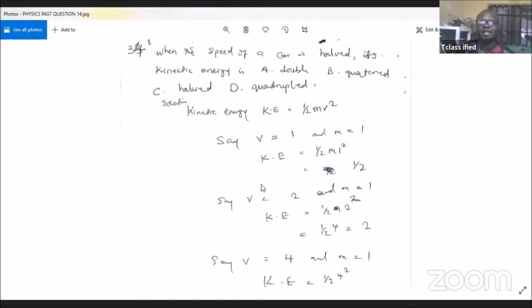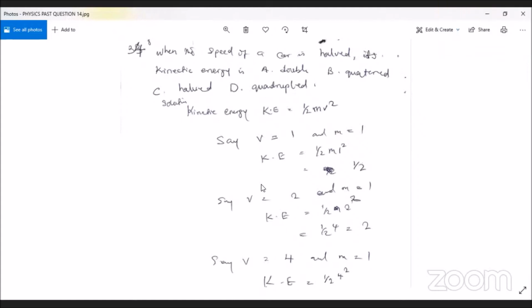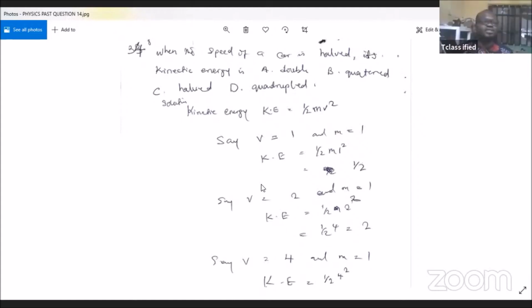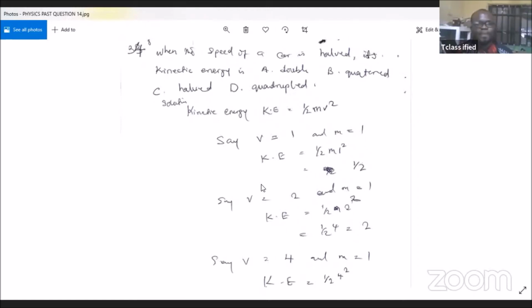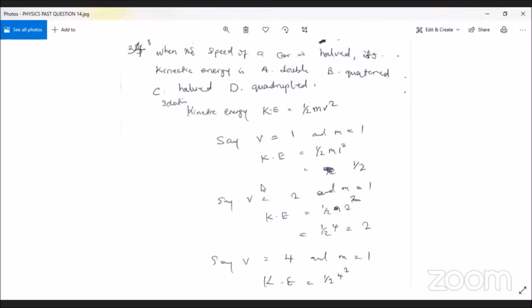Okay. When the speed of a car is halved, its kinetic energy is A, doubled, B, quartered, C, halved, D, quadrupled. So we have the solution. KE is the kinetic energy. The relationship between kinetic energy and speed is that kinetic energy is equal to half mv squared. Because what we are changing is the speed, let's assume that the mass is always 1. So we take a speed of 1, then a speed of 2, and possibly a speed of 4, since 1 is half of 2 and 2 is half of 4.